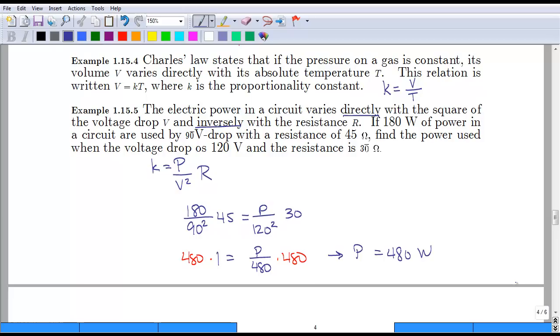Now this concludes the second video for section 115. The last video will discuss joint variation.